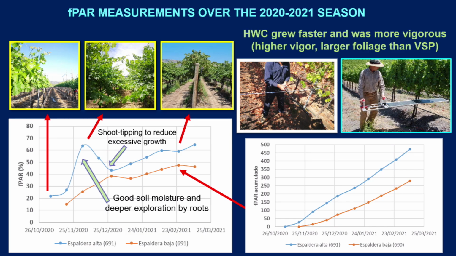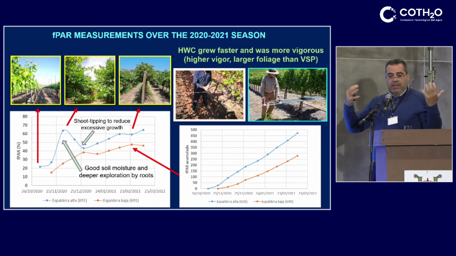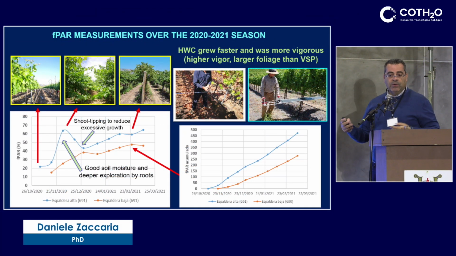And when we accumulated over the course of the season, the high wire trellis versus the VSP, you can see there's a higher amount of canopy that is somehow intercepting more and more radiation with respect to VSP.